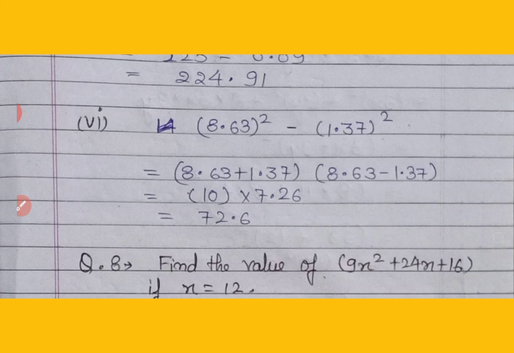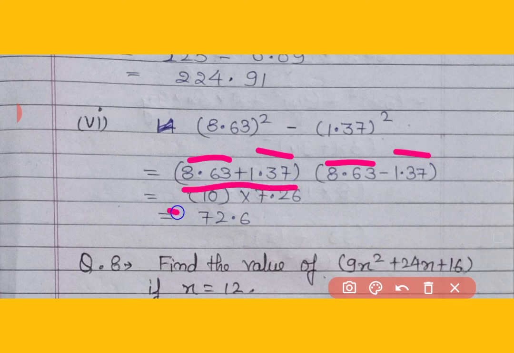Now in the next question it has given 8.63 square minus 1.37 square. Directly it has given in the form of a square minus b square. So easily we can write in the first bracket a plus b, in the second bracket a minus b. So 8.63 plus 1.37, 8.63 minus 1.37. Then after the addition we are getting 10, and after the subtraction we are getting 7.26. And then both numbers will multiply, and we are getting the answer 72.6.